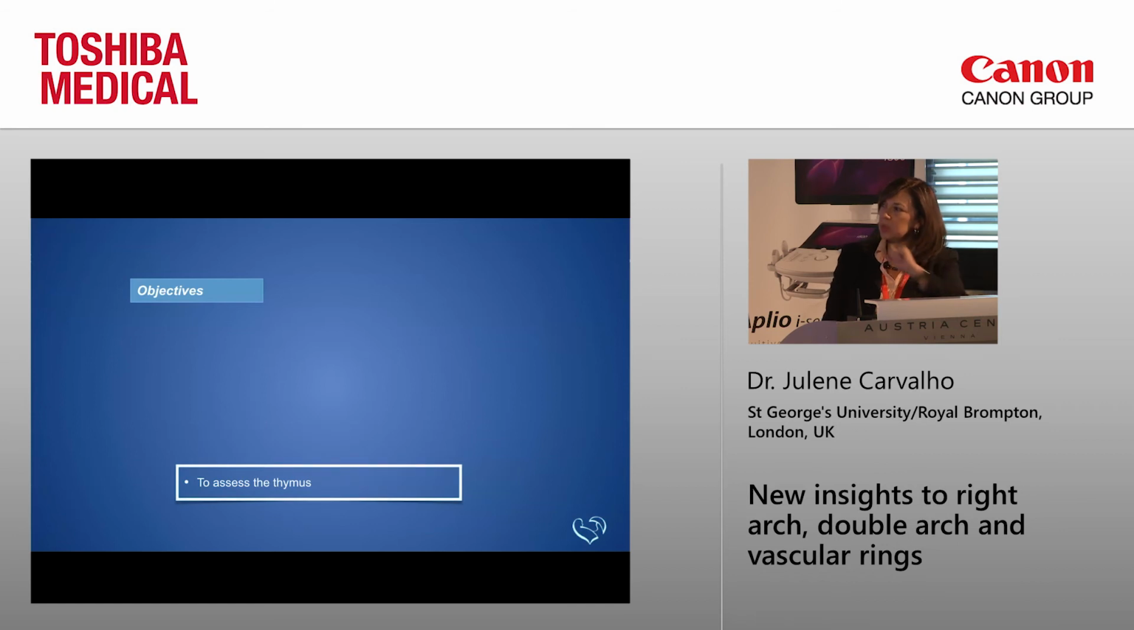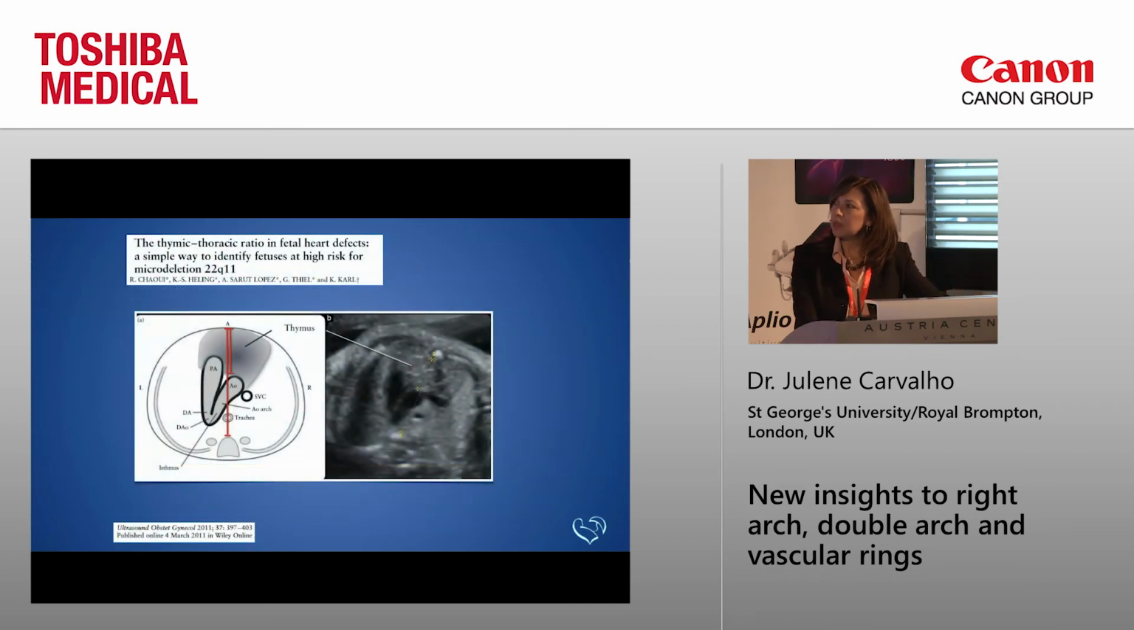So we're coming towards the end. To assess the thymus, I only want to put here a few slides because of 22q11 in particular, not so much the double aortic arch. There's an increasing risk of 22q11 deletion. And if you look at the thymus, it's an important marker for chromosomal abnormality. And this is a paper from Rabbi Chawi. If you haven't seen it, it's worth looking at.